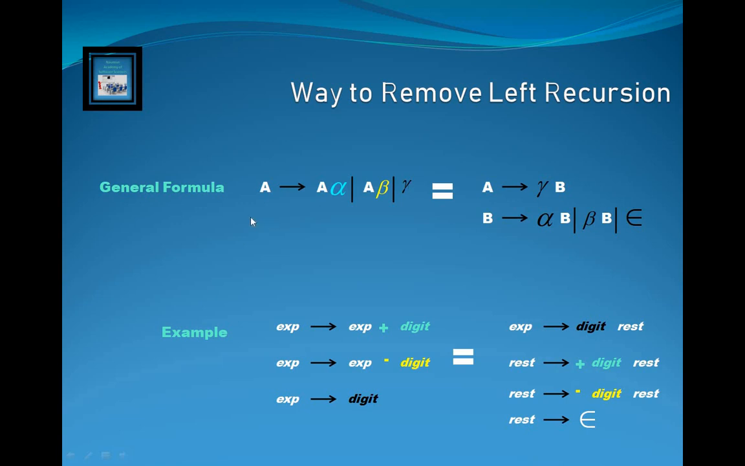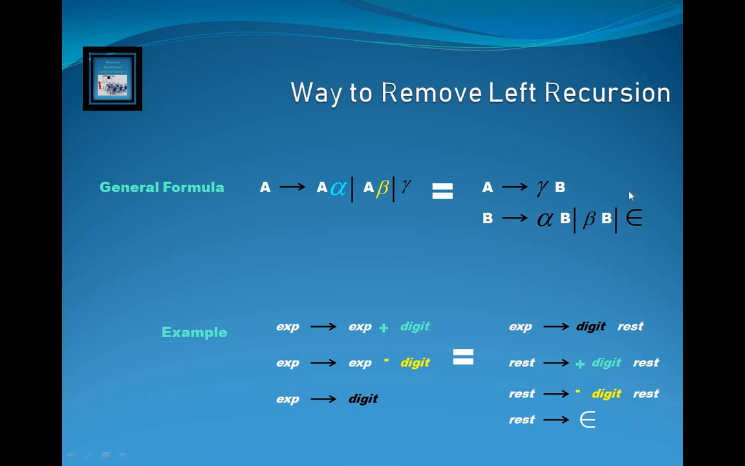Then the first production will be A can have the form of gamma and some new non-terminal B, where this new non-terminal can have the form of whatever remains in the first production after that non-terminal, meaning alpha, and then that new non-terminal will come. This means B can have the form of alpha B, or B can have the form of beta B, or B can have the form of epsilon.